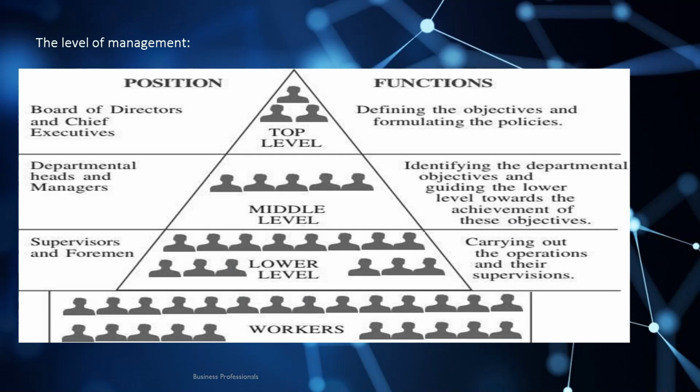1. Top level of management. It consists of board of directors, chief executive or managing director. The top management is the ultimate source of authority and it manages goals and policies for an enterprise. It devotes more time on planning and coordinating functions.